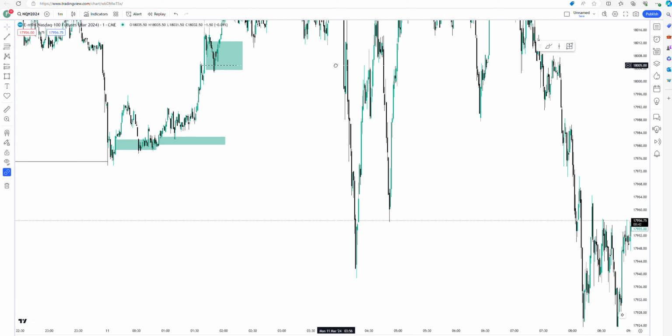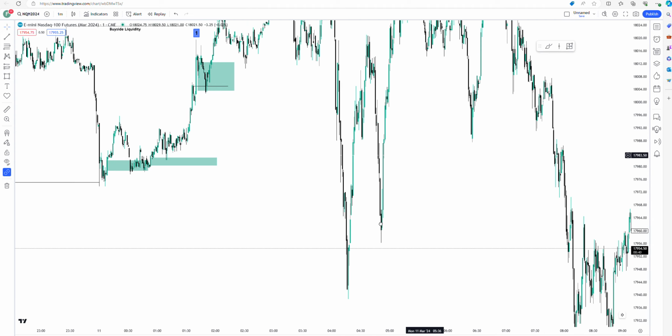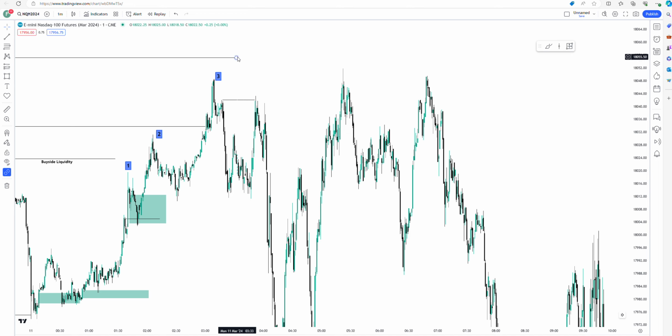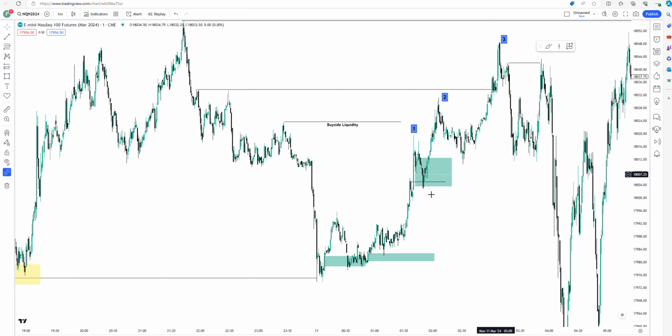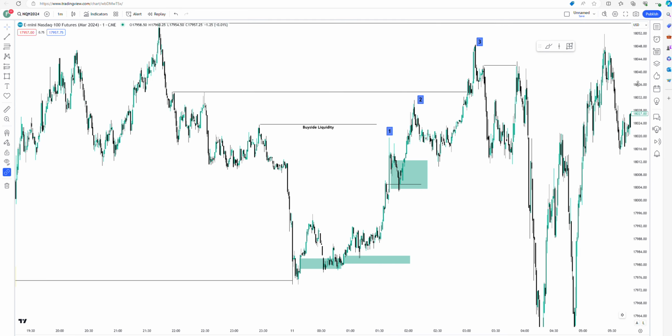Right, we sell off. We end up taking out these lows again, and then we push back up again, but we don't take out this high still. Right, it still remains intact. So that was yesterday's session with the Asian session model.